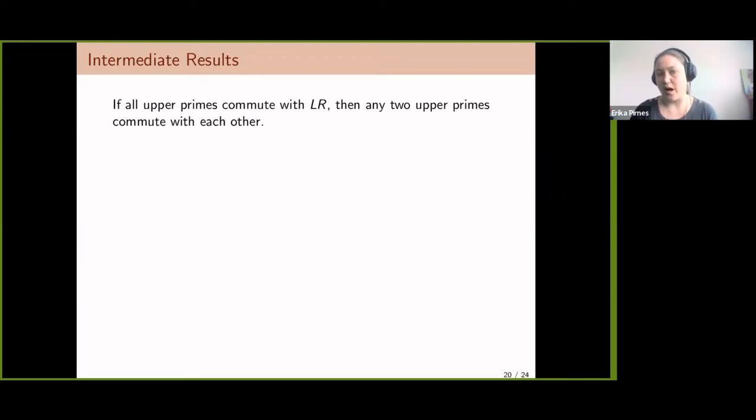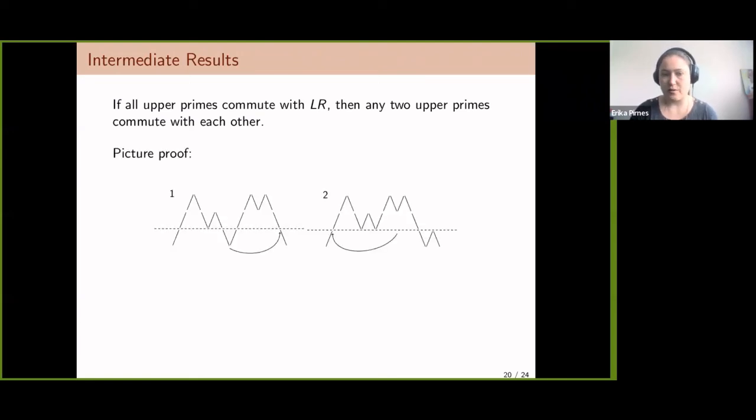Basically, the result says if all upper primes commute with LR, then any two upper primes commute with each other. The actual proof is by induction, but here I have a picture proof that explains the process. This is an example. On this picture 1, I start with two upper primes. My assumption is that upper primes commute with LR, so now I can use it.